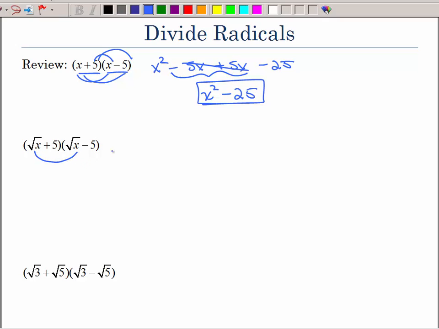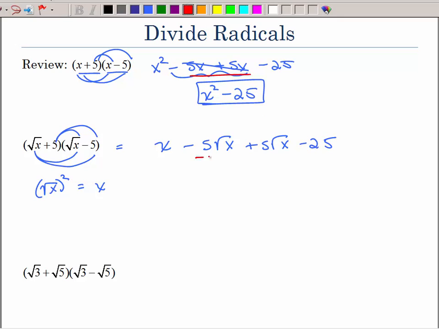The square root of x times the square root of x is just x. Remember, when we square a square root, they cancel each other out. And then we're going to have negative 5 square root of x and a positive 5 square root of x, and then that negative 25. So just like up here, when those middle terms added to 0, we have the same thing.